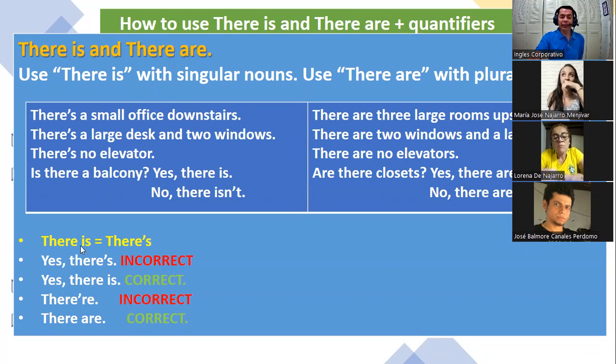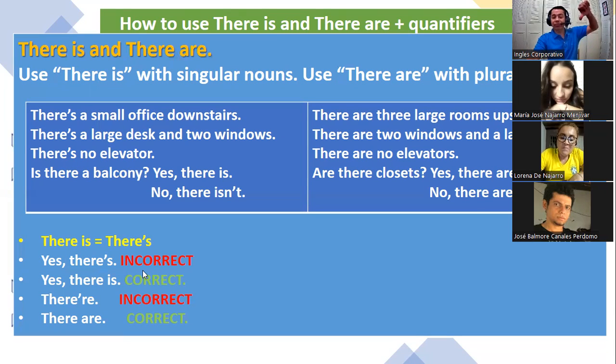So when I say there is, look, in yellow, there is is the same as there's. Contraction. And what is incorrect? ¿Qué cosas son incorrectas cuando usamos el there is? Si yo estoy haciendo una pregunta y alguien me contesta, is there an elevator in this building? Y alguien me contesta, yes, there's. No. Incorrect. Luego decimos, yes, there is. Cuando yo digo yes, there is, ¿estará correcto? Permítame, mi asistente va a verificar aquí.